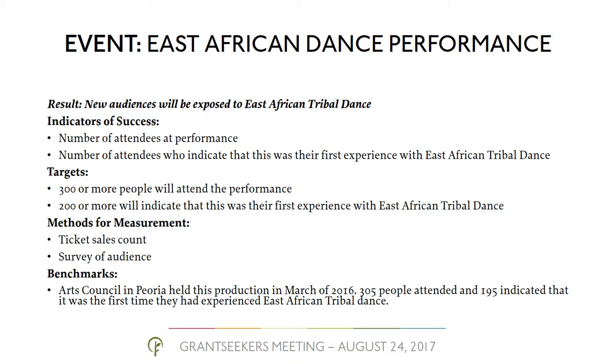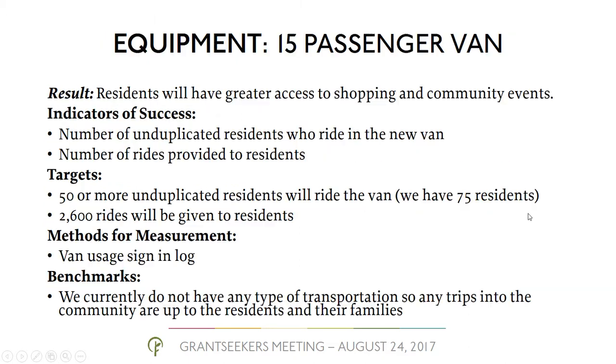How are we going to do that? Our methods for measurement: we're going to use our ticket sales count, and we're going to survey the audience. So what's our context? We happen to know that the Arts Council in Peoria held this production in March of 2016. 305 people attended, and 195 of those indicated that it was the first time they had experienced East African tribal dance. So we have a benchmark, something to measure against, and that can be context, particularly for our reviewers too. Okay, so that's an event.